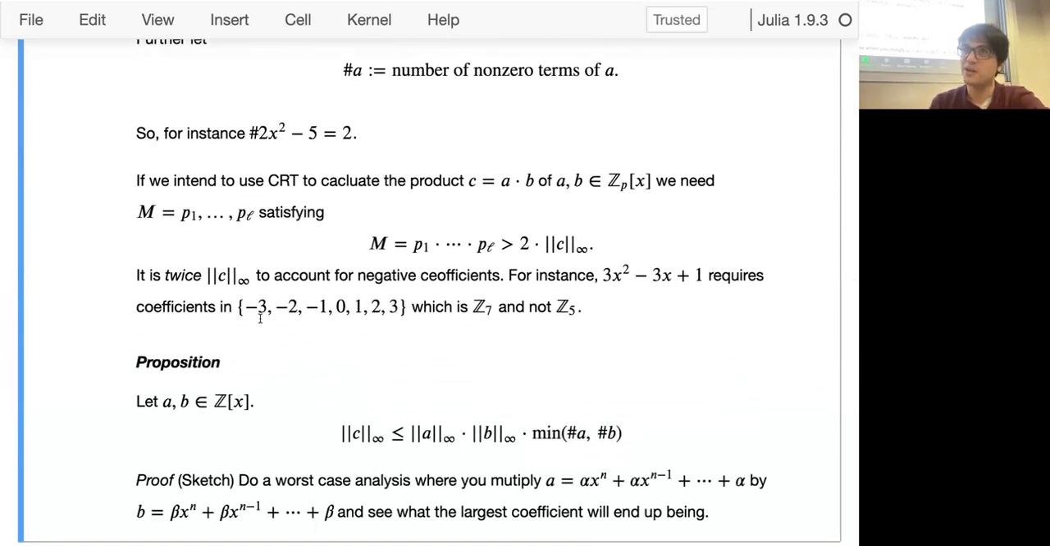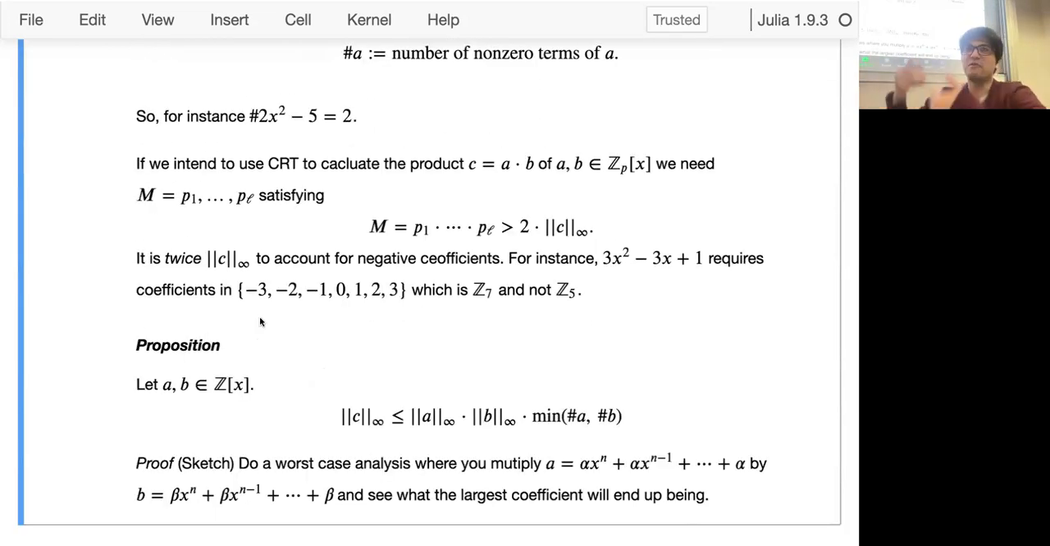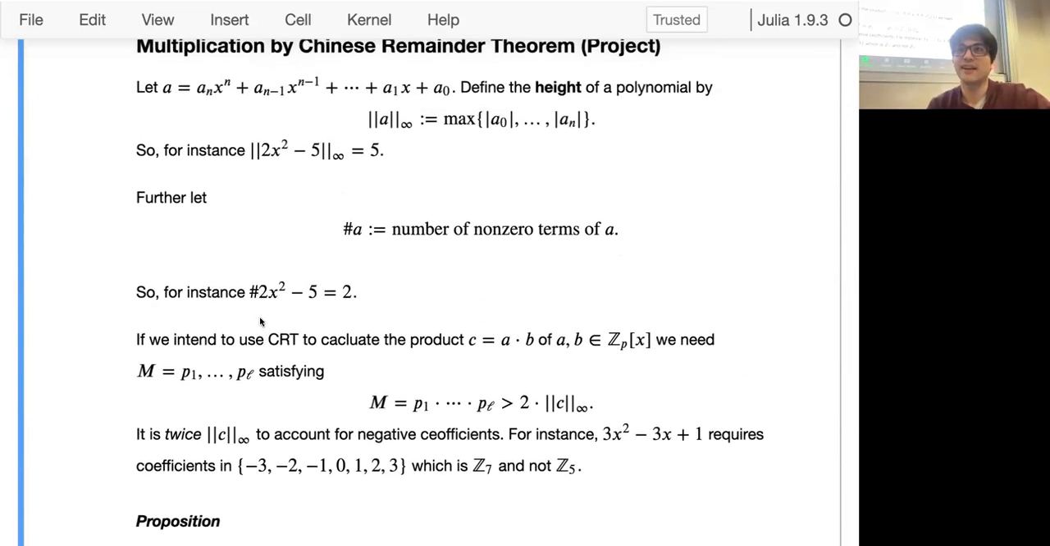If we intend to use the Chinese remainder theorem to calculate the product of two polynomials, and I'm not going to prove this, I'm just going to state it, here's your sufficient condition: you need the product of the primes to be greater than 2 times the height of the product, in order for us to say that the coefficients you generated are the real ones, the ones over the entire integers. But this begs the question: how can I get the height of the product before I take the product? Any ideas?